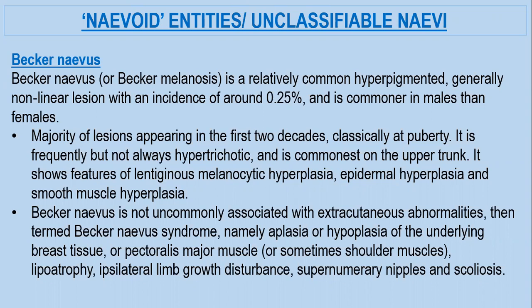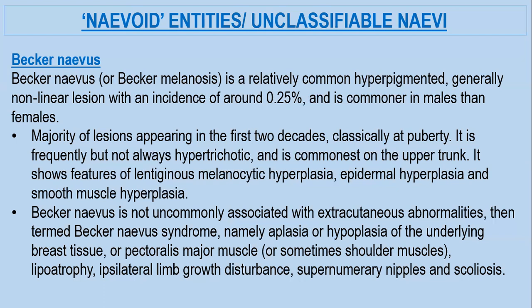It is frequently but not always hypertrichotic, that is, hairs are prominent, and it is most common on the upper trunk. It shows features of lentiginous melanocytic hyperplasia, epidermal hyperplasia, and smooth muscle hyperplasia. So mild changes are seen in all 3 components.